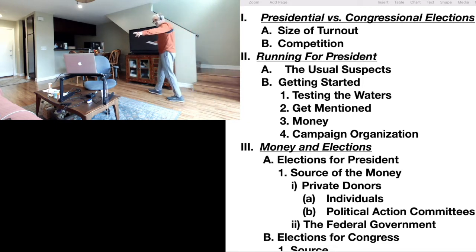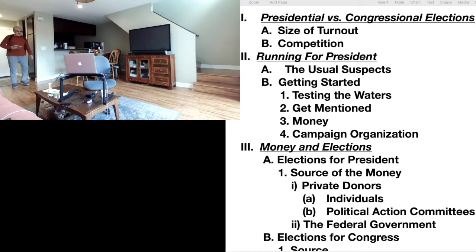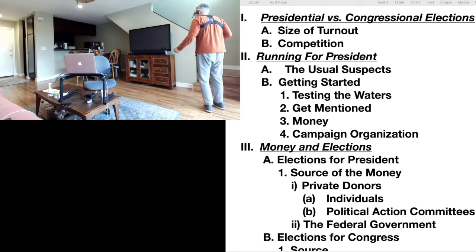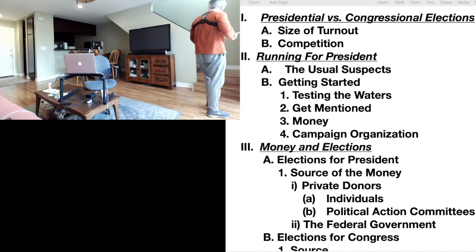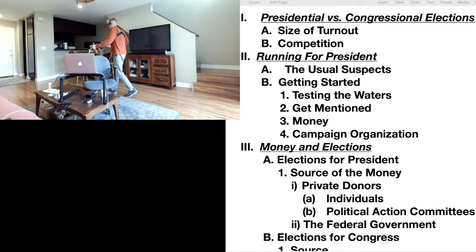At that point, number one under getting started, a process known as testing the waters begins. This is where, write it down, various candidates, potential candidates, test the feasibility of them becoming president. They create an exploration committee, and they start asking potential donors if they will give them money should they run. Okay? They will do focus groups to see if they should run, stuff like that.